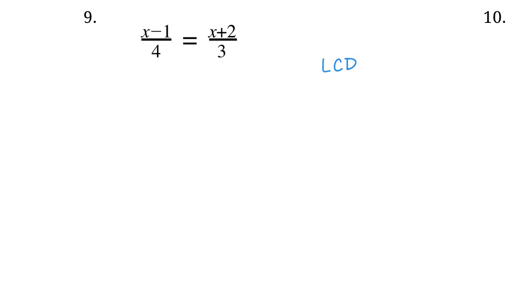So if we list out the multiples of 4, we have 4, 8, 12, 16. And if we list out the multiples of 3, we'll have 3, 6, 9, 12. And we've already hit our lowest common denominator, and that's 12.